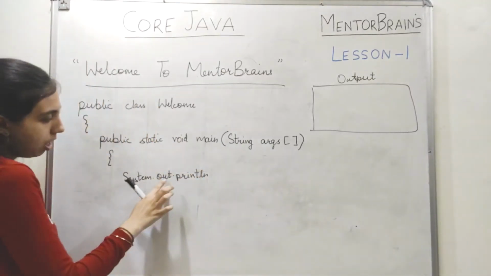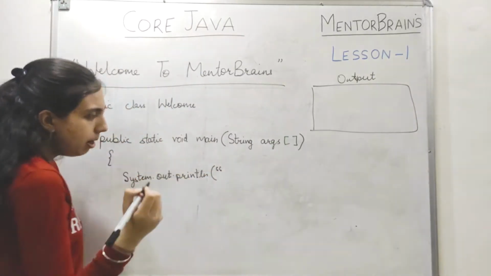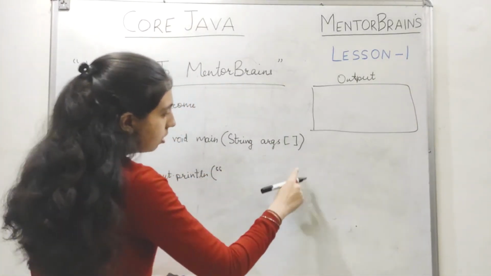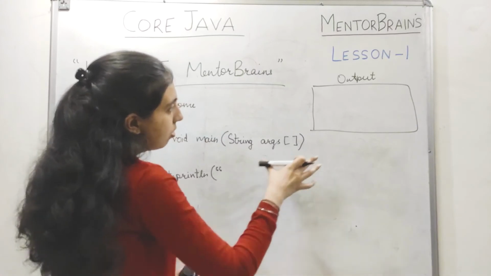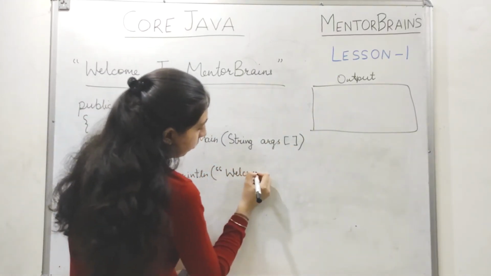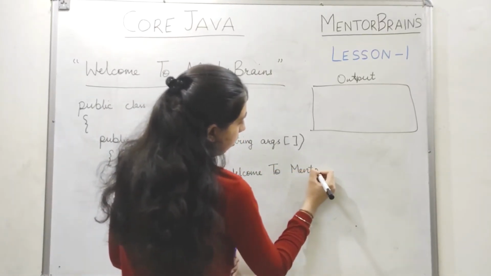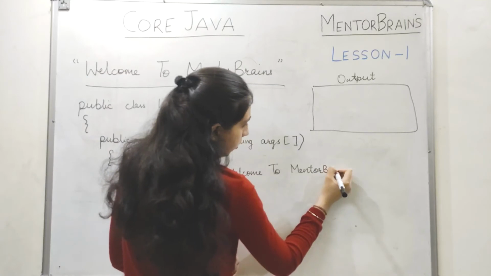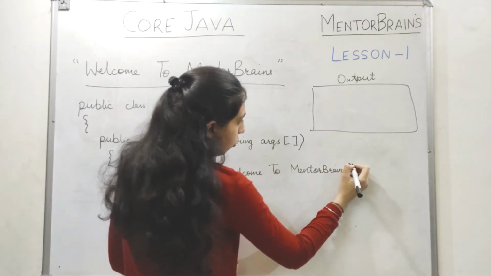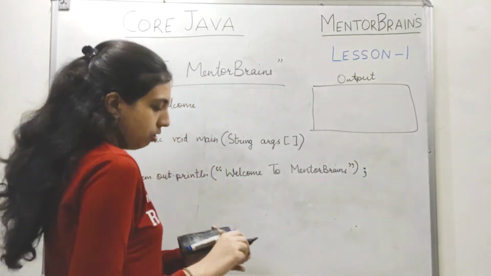So System.out.println, quotes open. Whatever I write inside these quotes will be printed as it is on the output window. So I'm writing welcome to MentorBrains, quotes close, bracket close, and semicolon.